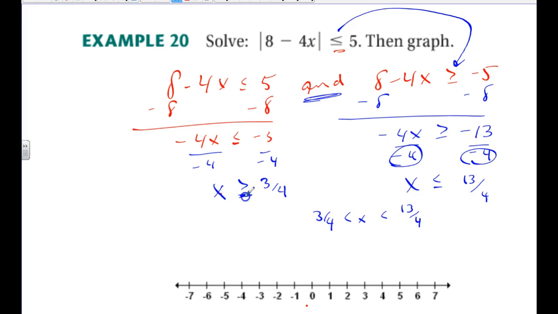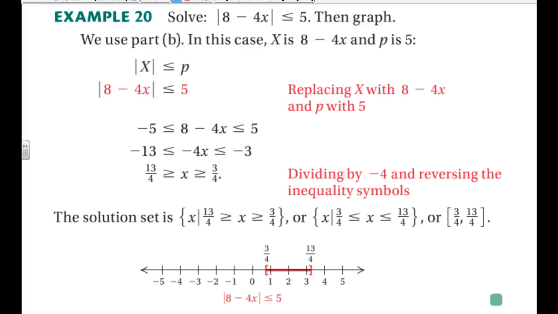And I can include the 3/4. I'll put a bracket there, and I can include the 13/4. 3/4 is a little bit less than 1. So there's a 3/4. And 13/4 is a little bit more than 3. And it's a between statement. So the graph looks like, here's the solution, and there's the graph.